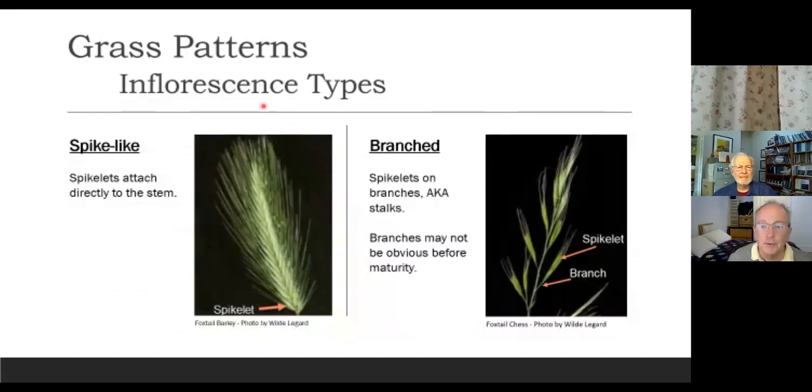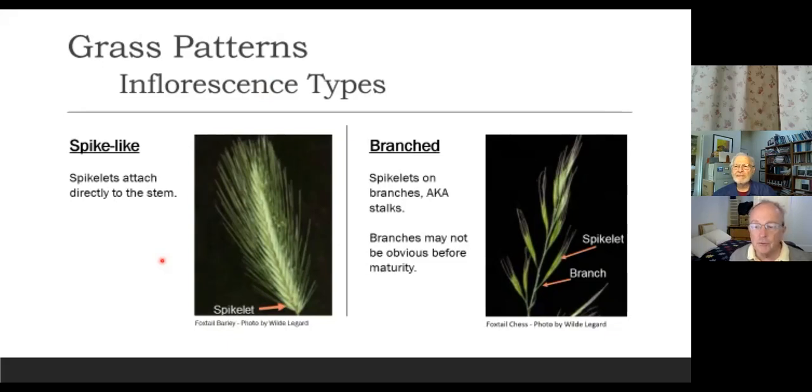Inflorescence types. There's two ways that these spikelets are attached to the grass. These two patterns are what we're calling inflorescence types. Spikelets are arranged at the top of a grass. This area, everything above the leaves, is called the inflorescence. Just as a spikelet appearance varies between species, the inflorescence pattern, how the spikelets are arranged, also varies.